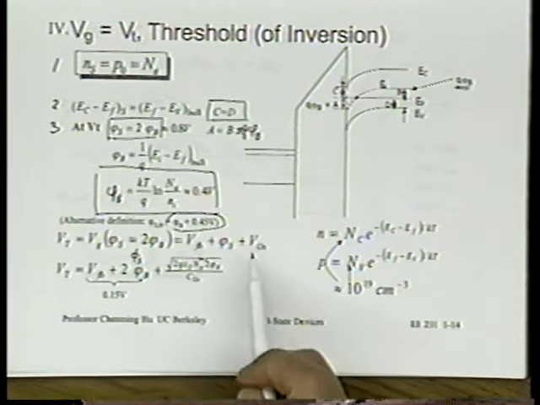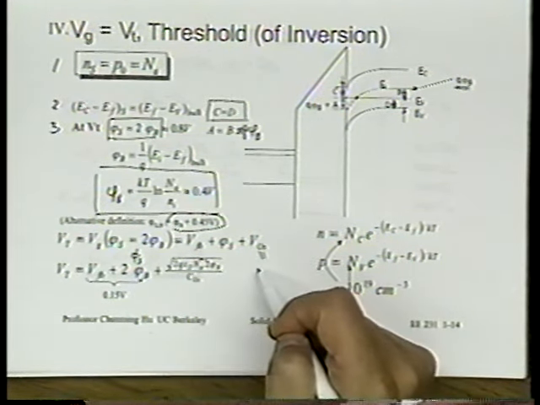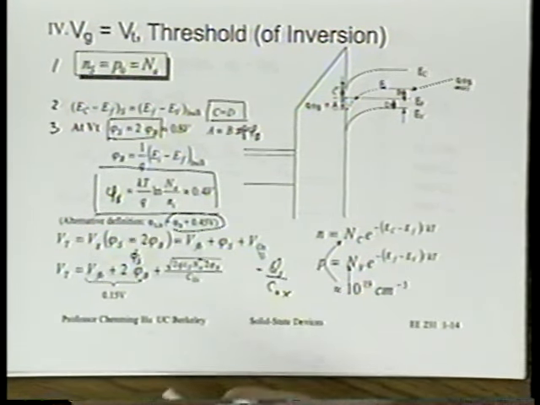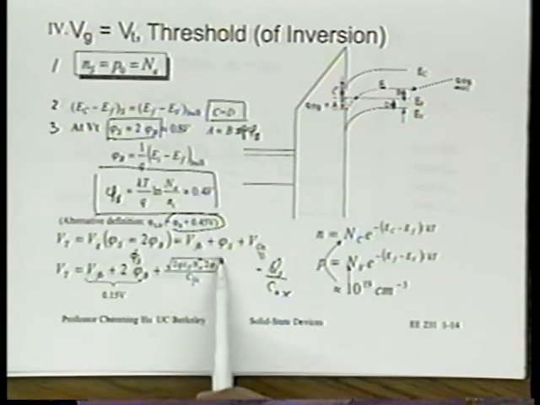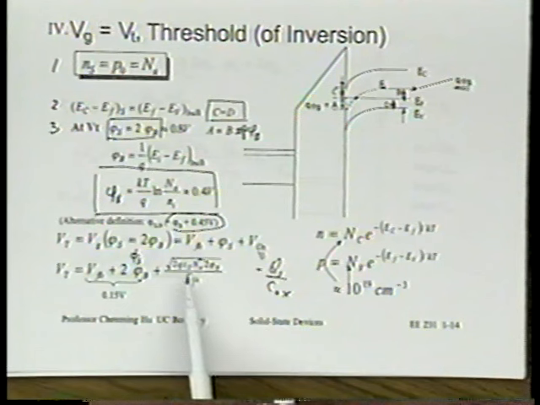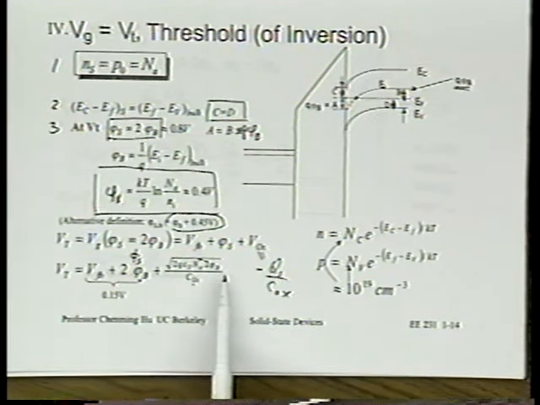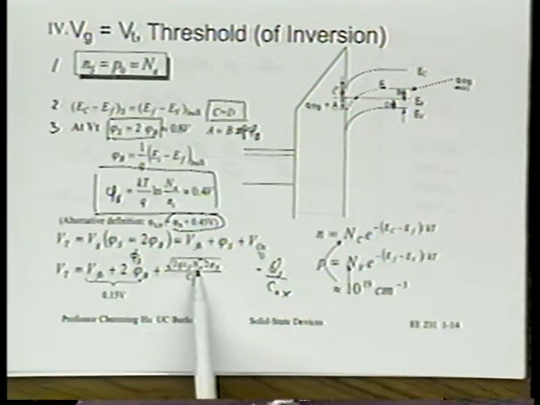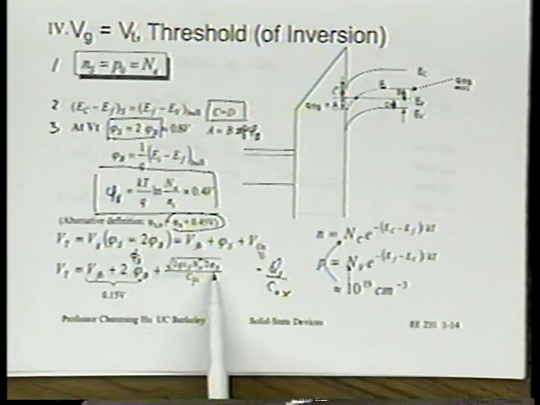What is VOX equal to? Do you remember what VOX is equal to? VOX is always equal to minus QS divided by COX, right? So here we have the COX here. So clearly this is our QS. What is QS? QS is charge in the depletion layer. Now do you remember the charge in the depletion layer? Is there a fraction in it? No, there isn't. The square root of 2q epsilon s NA times band bending in the depletion region, right? And what is band bending?